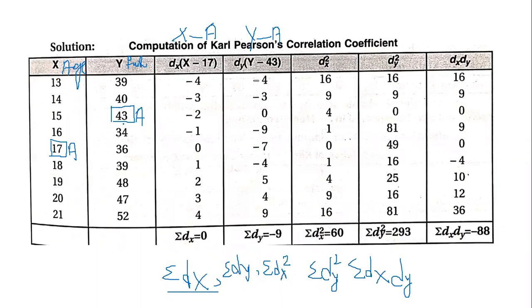So again 43, so 39 minus 43 is minus 4, 40 minus 43 is minus 3, 43 minus 43 is 0, and so on. We have to calculate the value of dy. Now once you add all these values, you get minus 9. This is the second important value for us, right?